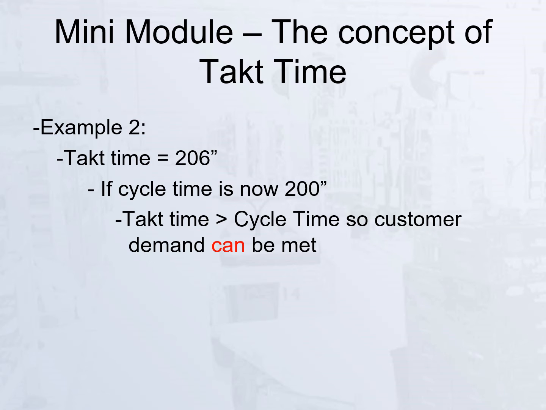And again, remember, tack time is equal to the available time divided by daily demand. So in this example, what happens if cycle time is now 200 seconds? If cycle time is 200 seconds, our tack time, which is 206 seconds, is greater than our cycle time of 200 seconds, so customer demand can be met.